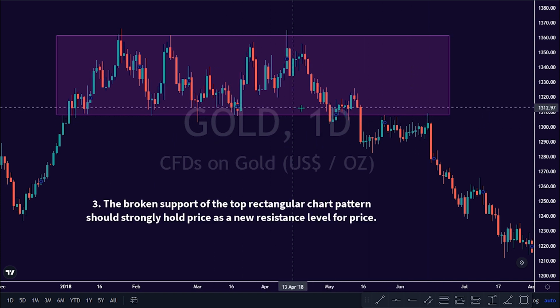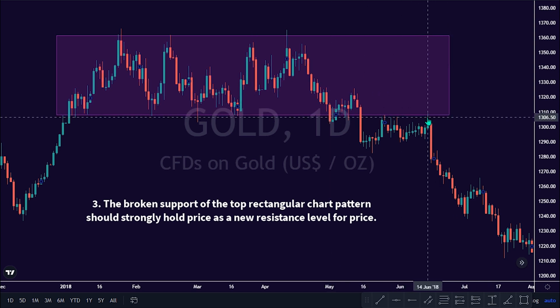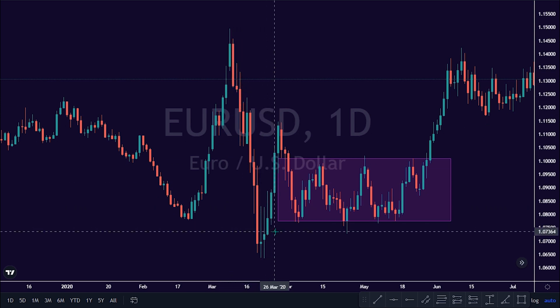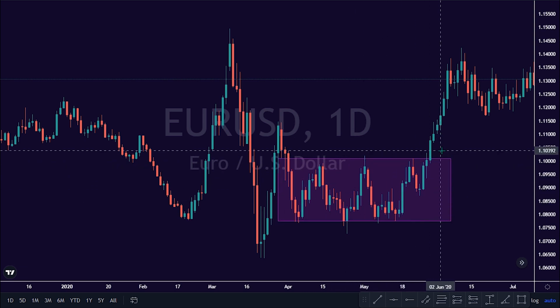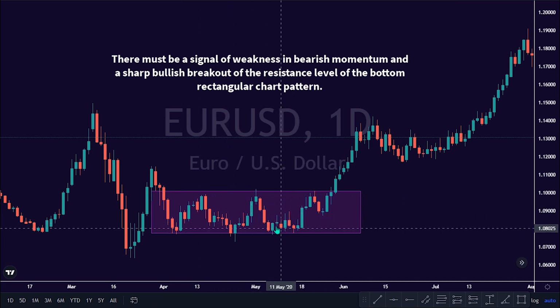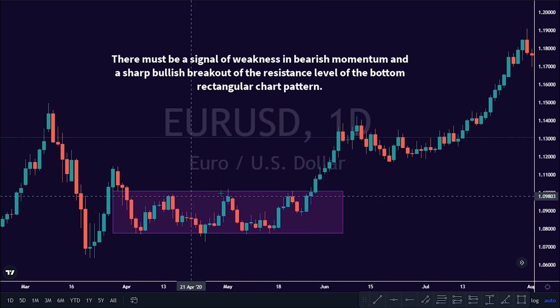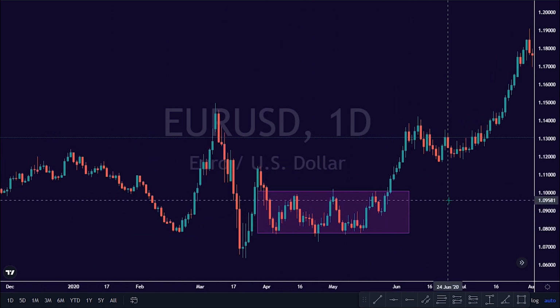Number 3, the broken support of the top rectangular chart pattern should strongly hold price as a new resistance level for price. For a bearish trend reversal into a bullish trend trading strategy with the rectangular chart pattern, there must be a signal of weakness in bearish momentum and a sharp bullish breakout of the resistance level of the bottom rectangular chart pattern. These are the main factors to determine the reliability of a rectangular chart pattern.